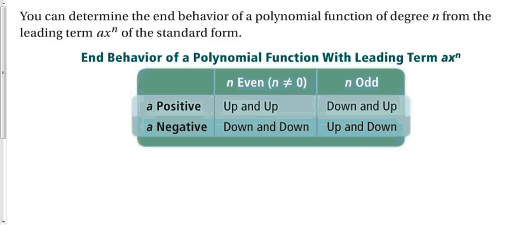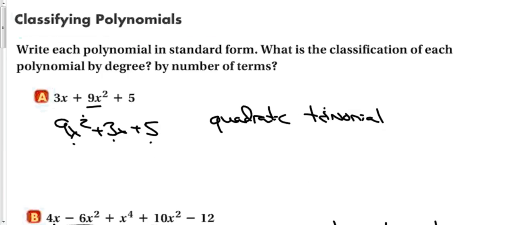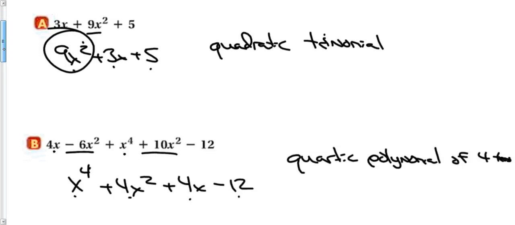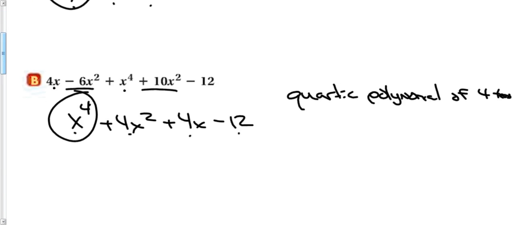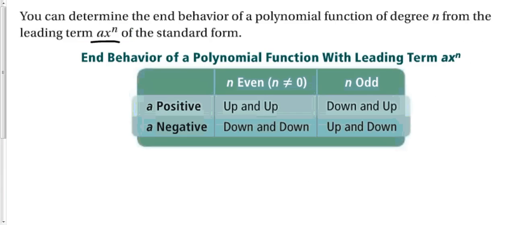Okay? So we can determine the end behavior of a polynomial function of degree n. So n is the exponent from the leading term. Leading term means the first term when it is in standard form. It wasn't the first term when I started, but it's the first term when I put it into standard form. Okay, that's what we mean by leading term.